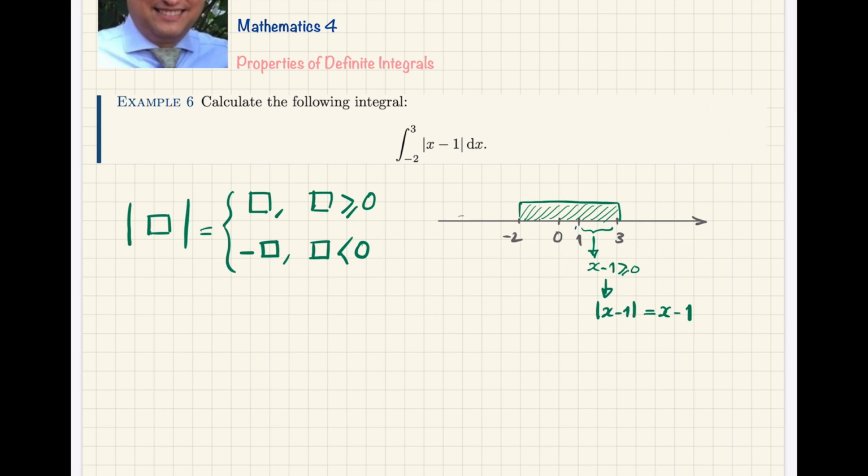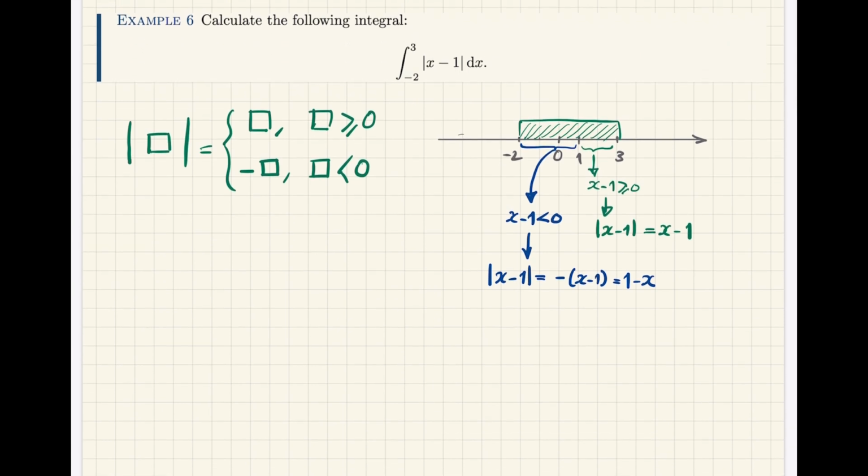There is this part where x is less than 1. So what happens on this part? On this part, x minus 1 is negative, because x is less than 1. And then it means that, can I throw the absolute value sign away? The answer is yes, but the price is this extra negative sign. So the answer would be minus (x minus 1), which is 1 minus x.